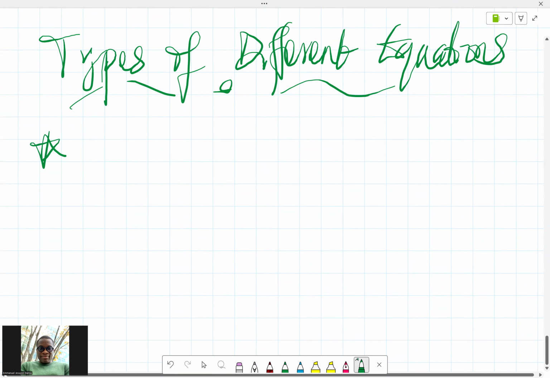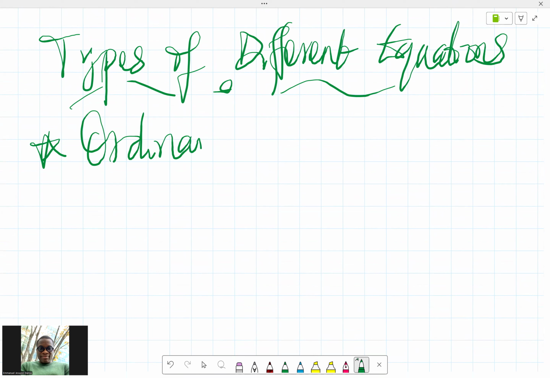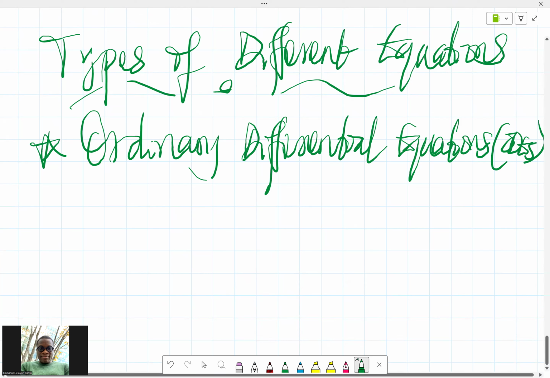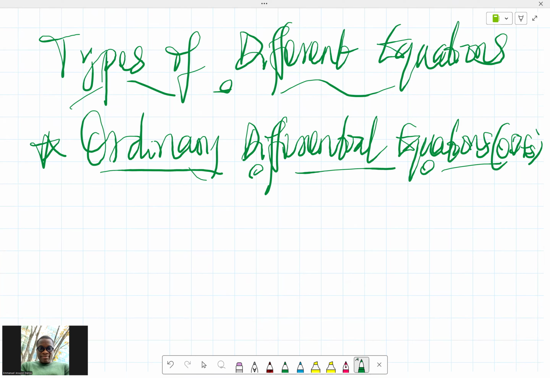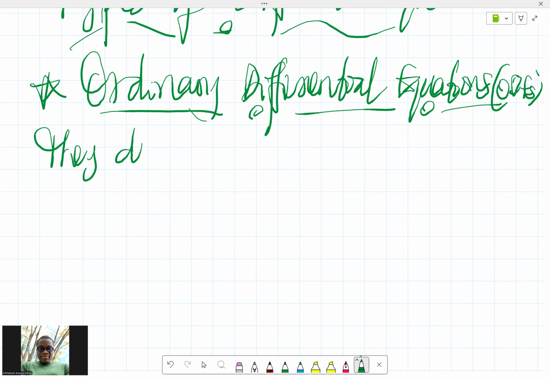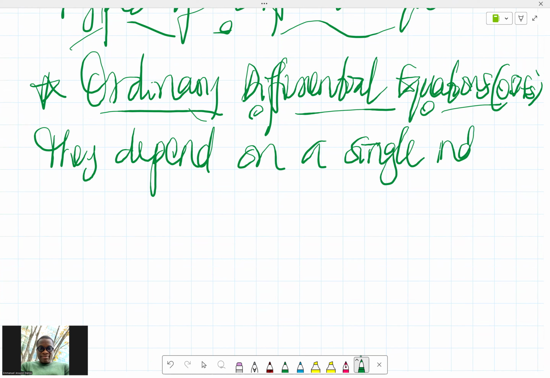So the first type of differential equation will be the ordinary differential equations, which we'll be calling ODEs as we move on. ODEs, ordinary differential equations. In this case, ODEs depend on a single independent variable.